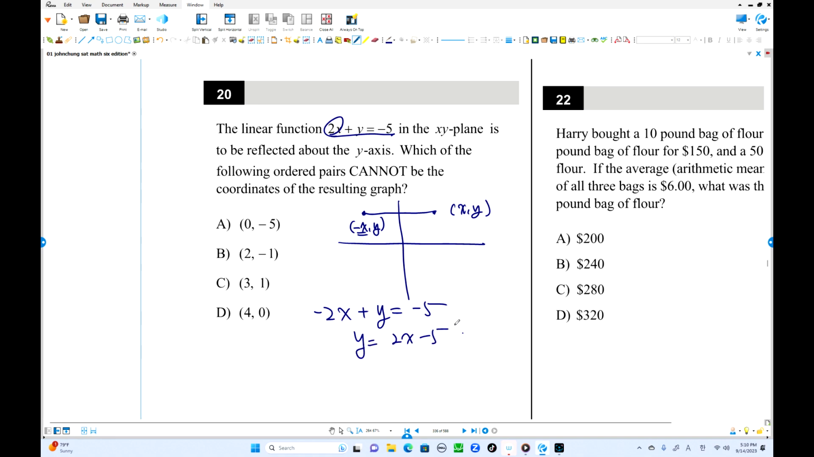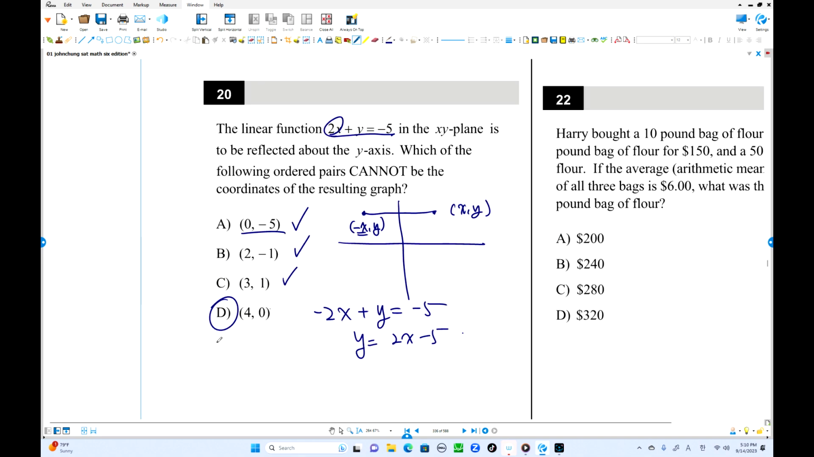Okay, so actually this is y equals 2x minus 5. Which one is not on this line? For this number, when x equals 0, y is negative 5. That's okay. When x is 2, y is negative 1, right? 2 times 2 is 4, minus 5 is negative 1. That's fine. 3: 2 times 3 minus 5 is 1. That's okay. 4: 8 minus 5 is 3, not 0, okay? This point is not on this line.